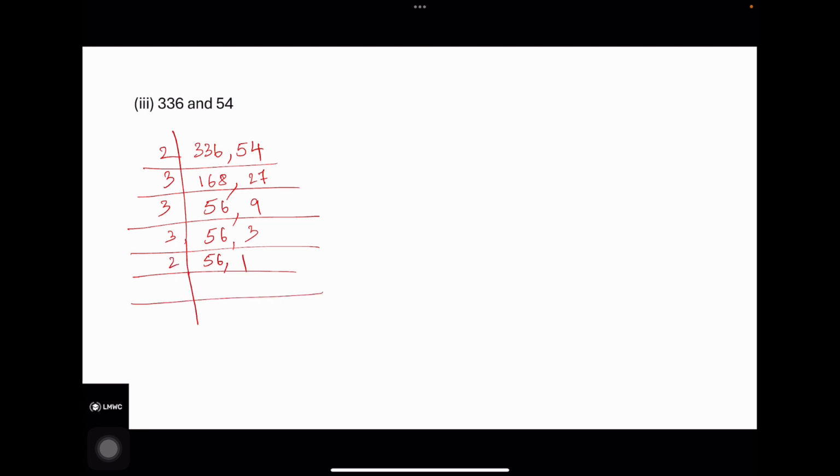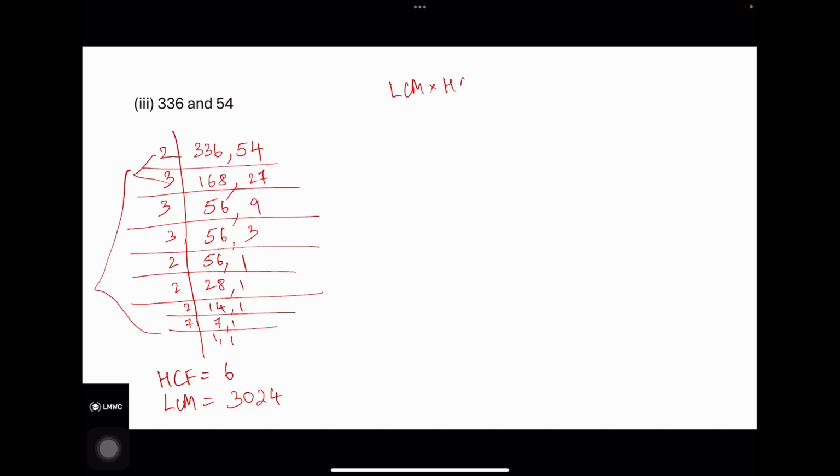Then with the 2, so 2 times 2 is 4. 2 times 8 is 16. 2 times 14. 2 times 7. And 7 times 1. So here our HCF is 2 and 3, because 2 and 3 are the common factors. So 2 times 3 is 6. And LCM, taking the product of these, we are going to get 3024. So for the verification, LCM times HCF is equal to the product of the two numbers.